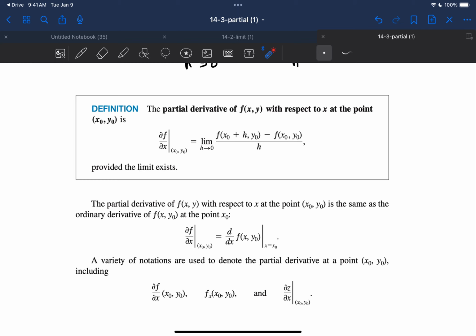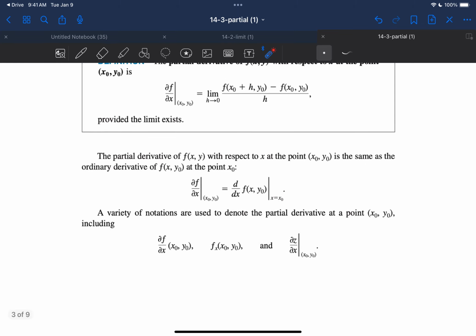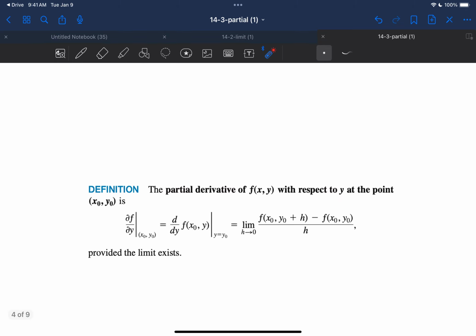So the partial derivative notation can be written as the usual derivative notation, but we specify the running variable is x. And y0 is just frozen. The y value is frozen at y0. And after we compute the derivative with respect to x, then we can put in the target value for x. And there are a few other notations like this, this, this. Those are all the same. We will use them from time to time.